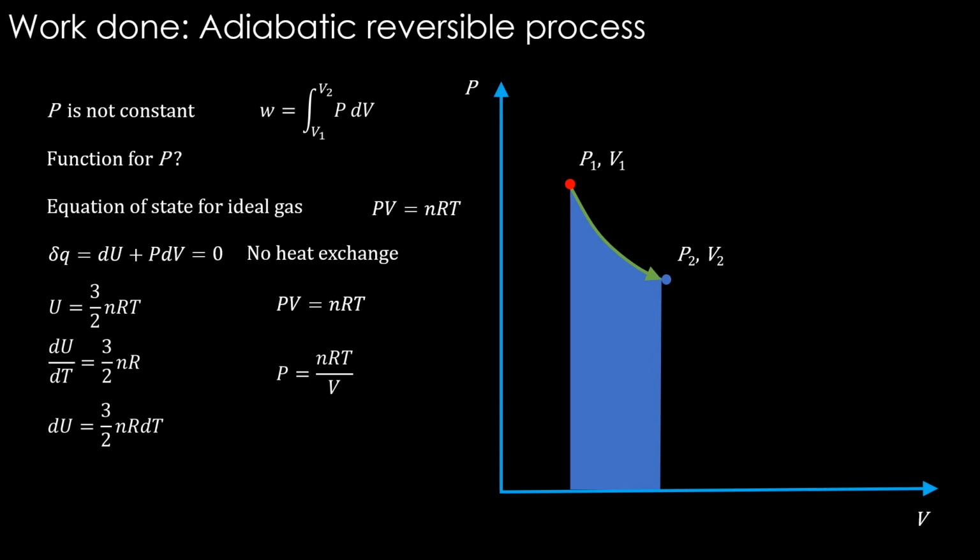We see something familiar: the heat capacity at constant volume. So write dU in terms of dT. Take the ideal gas law, rearrange it to get an expression for P. Substitute dU and PdV in the first law. We get delta Q equals nCv dT plus nRT by V dV equals 0.